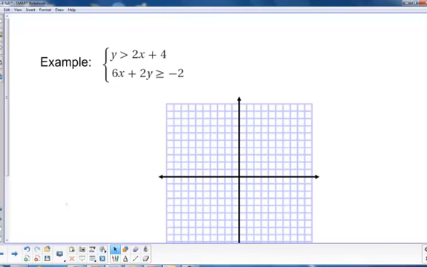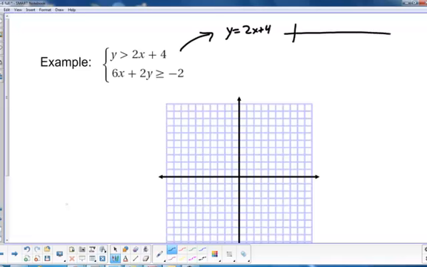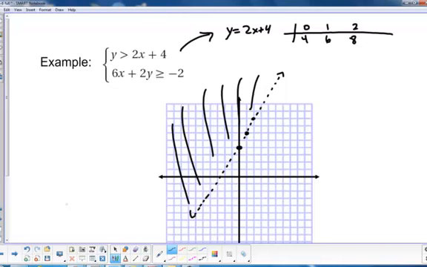All right. So I'm thinking y equals 2x plus 4. 0 gives me 4, 1 gives me 6, 2 gives me 8. You can also do this by just starting at (0, 4) and then knowing the slope is 2, over 1 up 2, over 1 up 2, that's totally fine. And then we have a dotted line because there's no equal to. And then we're shading above because it's greater than.